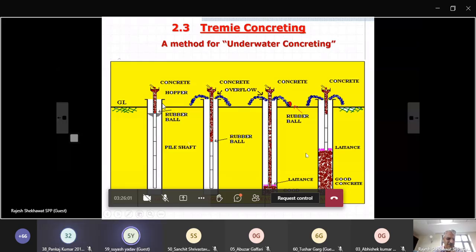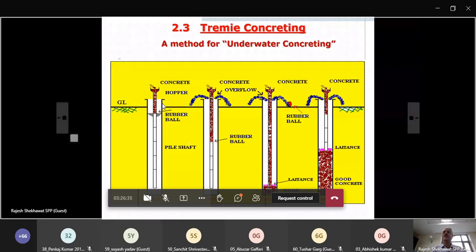Sir, in case of tremie concreting, is there compaction? No compaction. Is it self-compacting concrete? It's normal concrete. It's not self-compacting concrete, but it is not designed for any compaction. That's why I said it has a very high slump value, and its design is a bit different from others. There are some parameters that are very different. High slump.